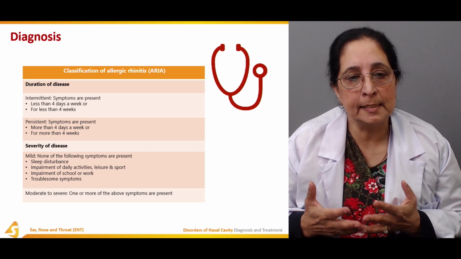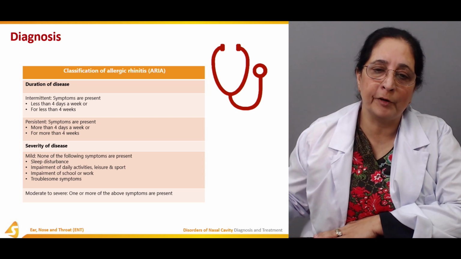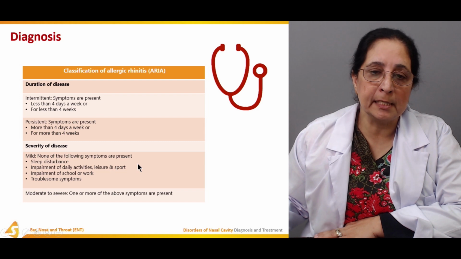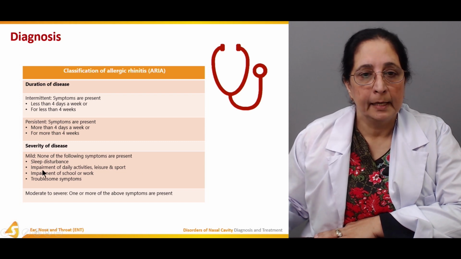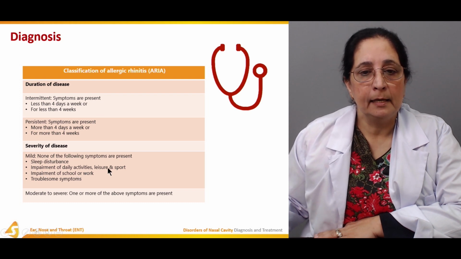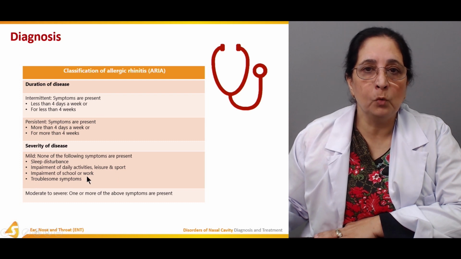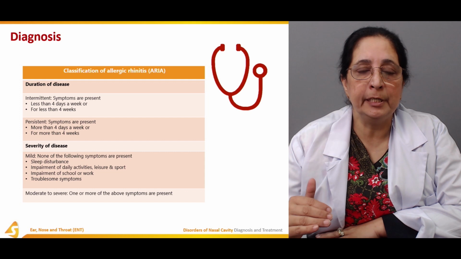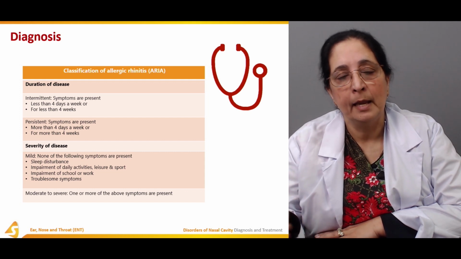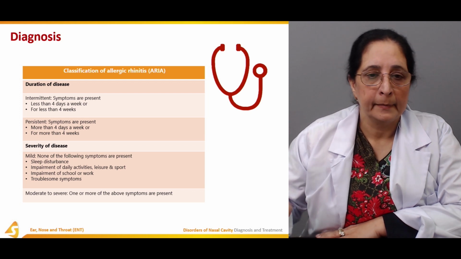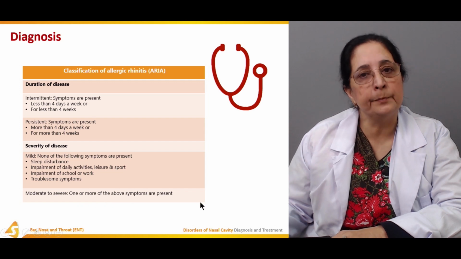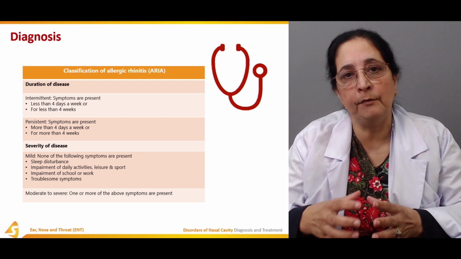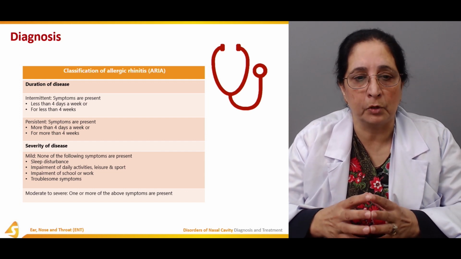Next is severity of disease. Severity we divide into mild, moderate, and severe. In mild allergic rhinitis, none of the following are present: sleep disturbance, impairment of daily activities, leisure and sport, impairment of school or work, and troublesome symptoms. All these are not present in mild cases. Usually it doesn't impair normal routine life as it does when it becomes more severe. In moderate to severe, one or more of the above are present. Once it becomes moderate or severe, it is actually affecting the daily life of the person, so the condition gets worse.